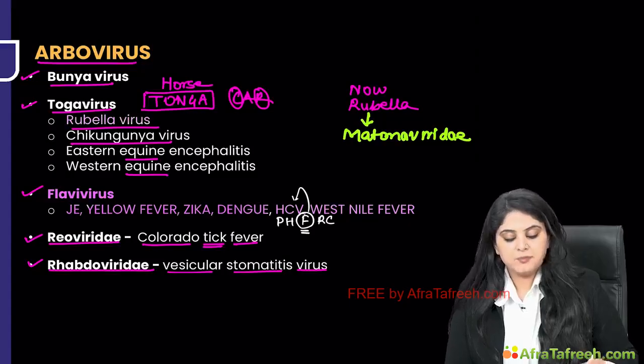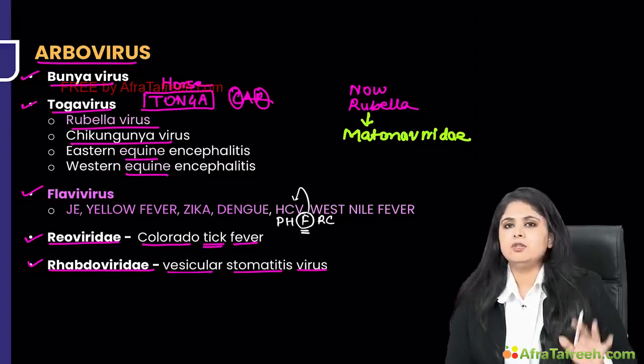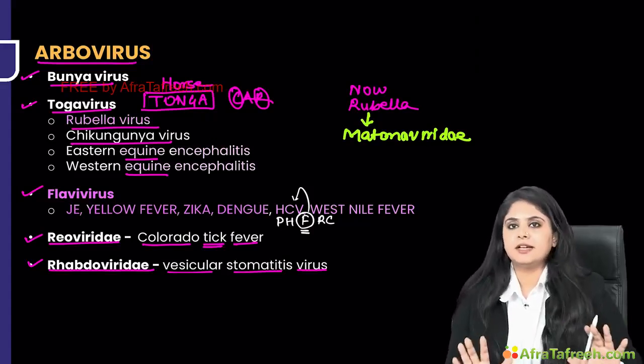What am I going to teach you? I'm going to start. See, rubella we have already done. Equine, you need to know that it is horse related and it is encephalitis. That is more than enough.